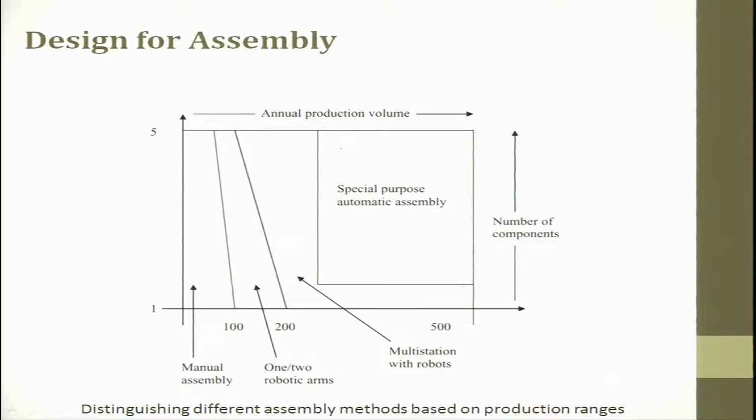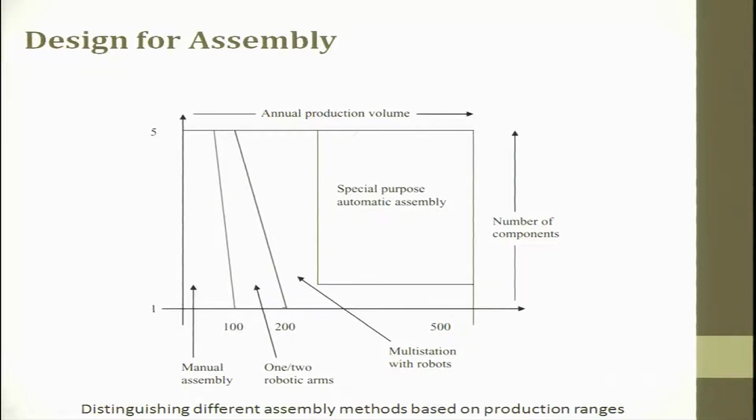So, here in this graph we clearly distinguish between assembly methods based on the production range. If you want to do manual assembly, the number of parts which you produce is very less, or the variety is very less, and the production rate is somewhere close to 100. If you want to do it with a robotic arm, you can touch 200. If you have a multiple station robotic, you can do up to 500.